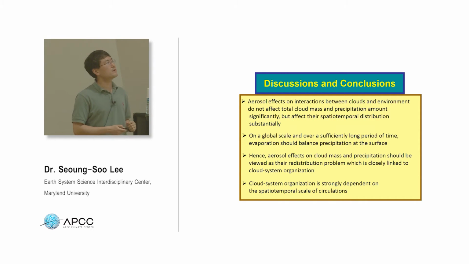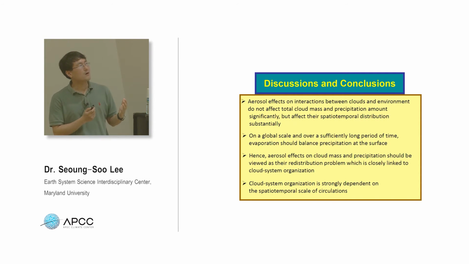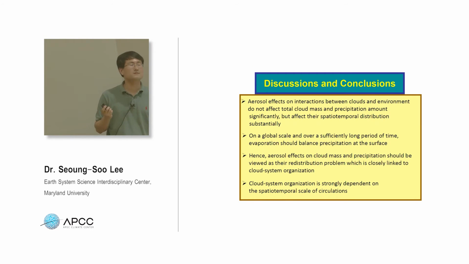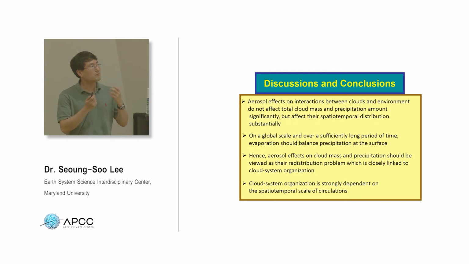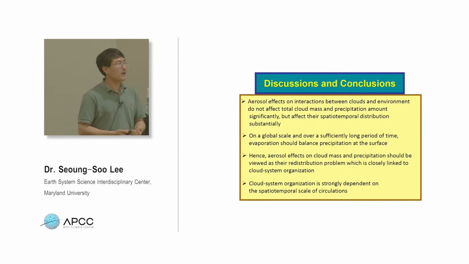It is also found that aerosol effect on interactions between clouds and environment do not affect total cloud mass and the precipitation amount significantly, but affect their spatial temporal distribution substantially. Also, on a global scale and over a sufficiently long period of time, evaporation should balance out precipitation at the surface. So aerosol-induced change in total precipitation amount, even at global scale, should not be that large. So aerosol effect on cloud mass and the precipitation should be viewed as a problem of redistribution of precipitation and the cloud mass, closely linked to cloud system organization.